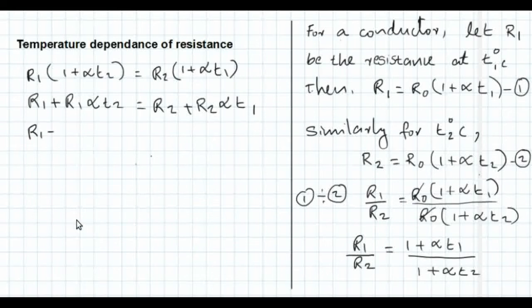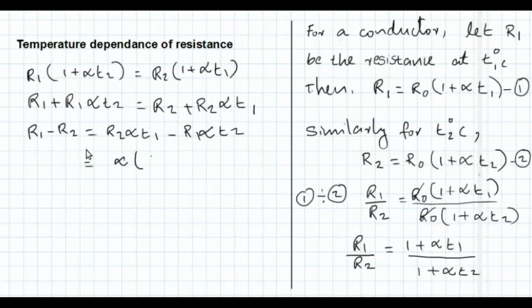So expanding, you can see that it is R1 plus R1 alpha T2 is equal to R2 plus R2 alpha T1. Then keep the R1 here, take R2 from the other side to the left side. So what you get is R1 minus R2. Then R1 alpha T2 is taken to the other side. So here it is R2 alpha T1, then minus R1 alpha T2.